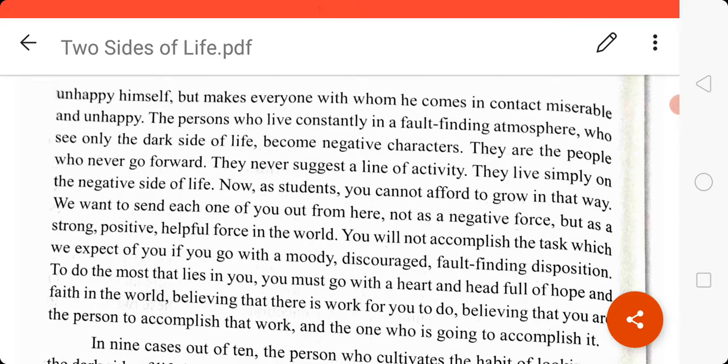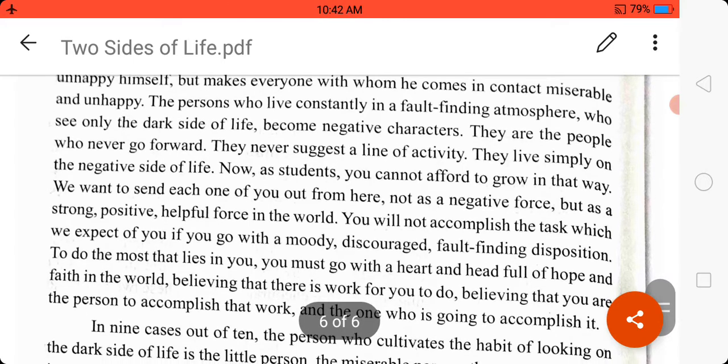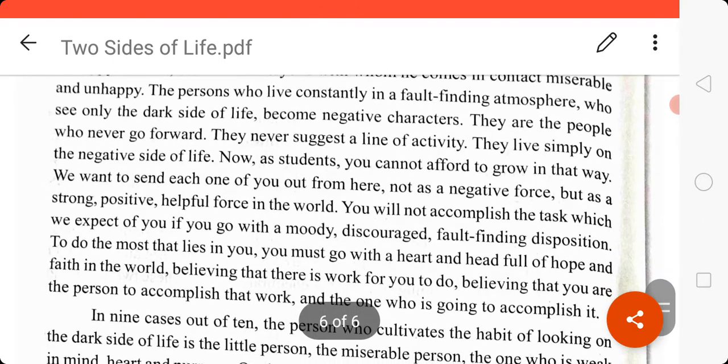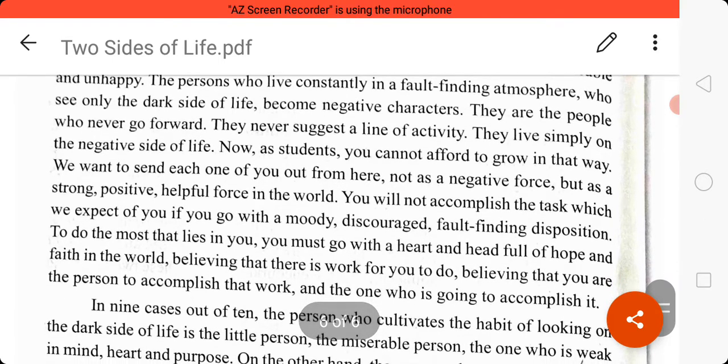The person who lives constantly in a fault-finding atmosphere, who sees only the dark side of life, becomes a negative character. They are the people who never go forward. They never suggest a line of activity. They live simply on the negative side of life. So such people won't grow in their life. Always they will stay where they are. They will see only the negative sides of life.